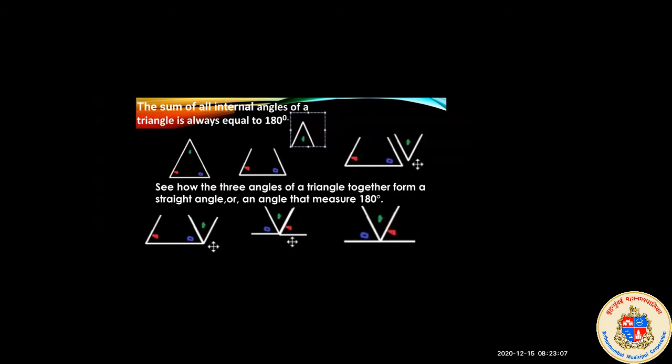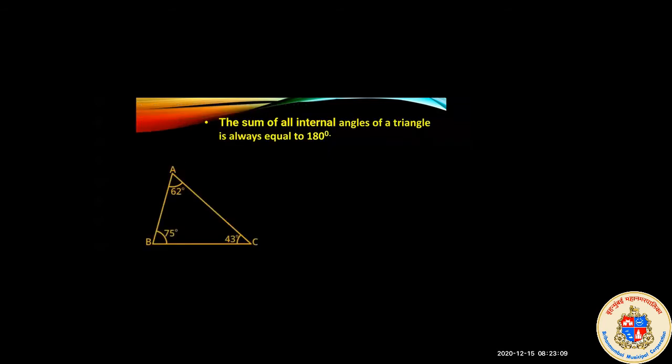See, some examples related to it we can see. So the first property is what? The sum of all internal angles of a triangle is always equal to 180 degrees. This is very important. You have to remember. Now see, measure of angle A is equal to 62 degrees. How will we find out that it is 180 degrees? Let's see. Measure of angle A is 62 degrees. Here measure of angle B is 75 degrees and measure of angle C is 43 degrees. In this triangle ABC, we'll find out whether it is 180 degrees.